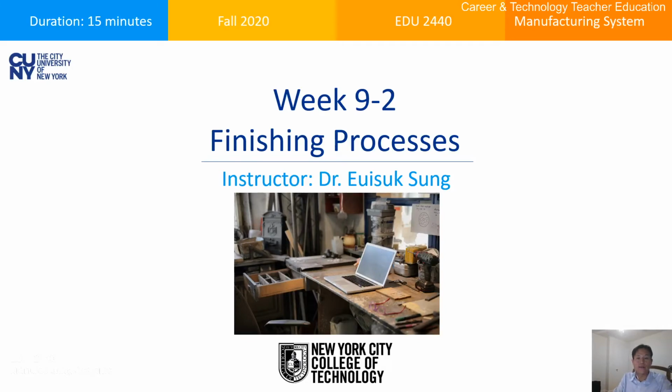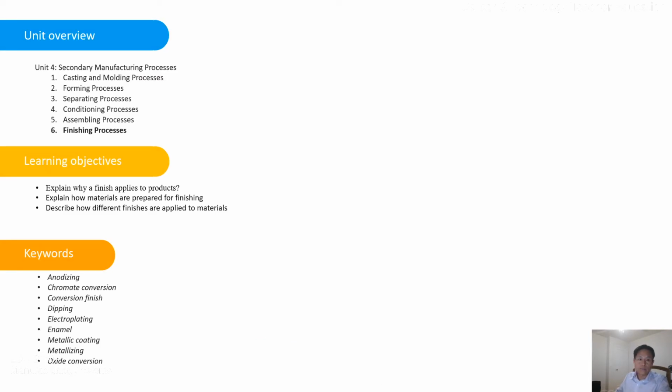So hello, this is module 2 in week 9, finishing processes. I'm going to start my module. This is good news. This module is the last learning module for secondary manufacturing processes. We learned a lot of concepts in the secondary manufacturing process, including casting, molding, forming, separating, conditioning, and assembling. So this is the last part after doing all the processes, which is finishing.